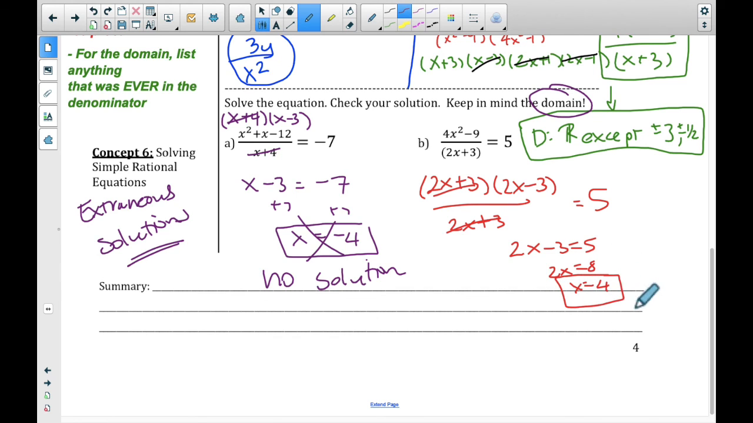Okay, let's check the domain. Is 4 okay? Yes, 4 is okay. The domain would be all real numbers except negative 3/2. This one works, so this one's okay.